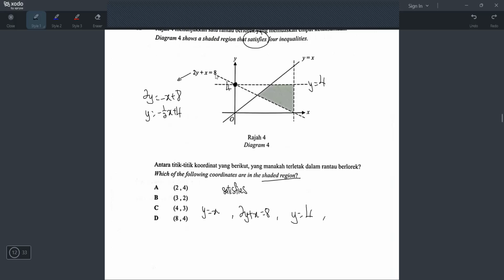Right? And at the same time, you can also find the x-intercept, which is this point. So how do we find the x-intercept? You will substitute y equals 0. Okay, make sure you know how to find the x-intercept. You substitute y equals 0. So how to find your x?